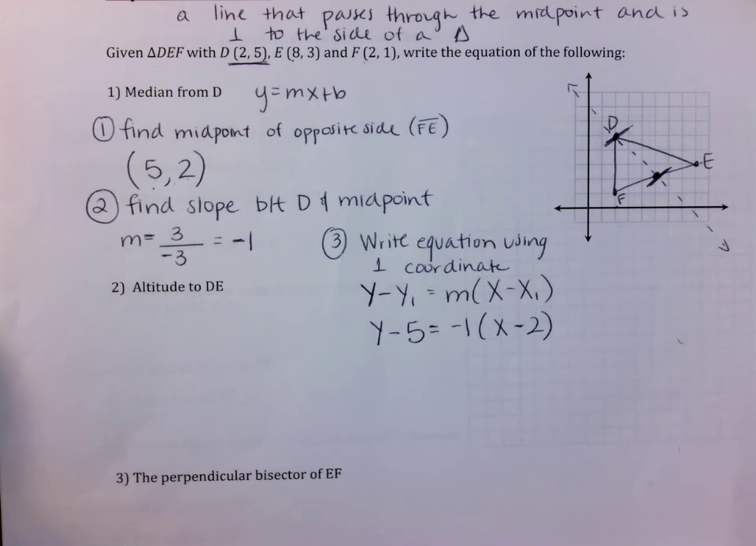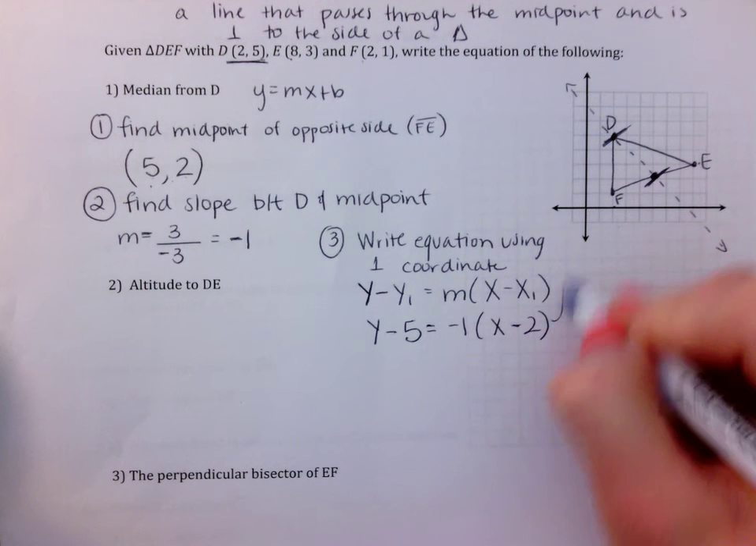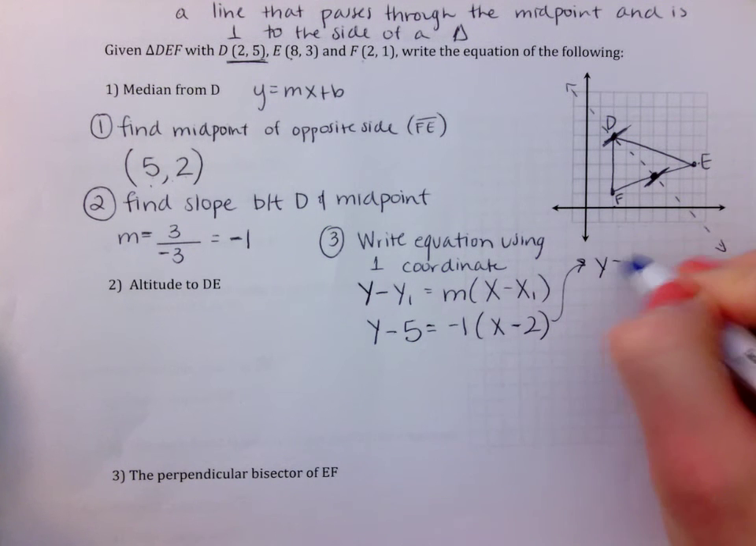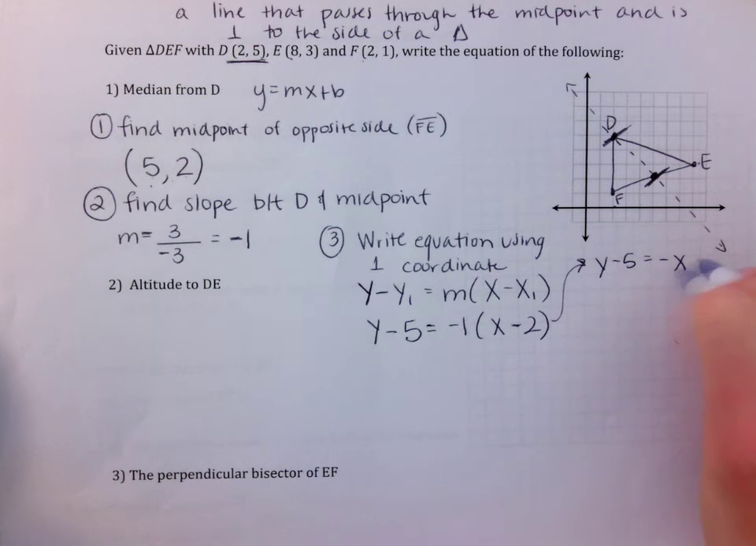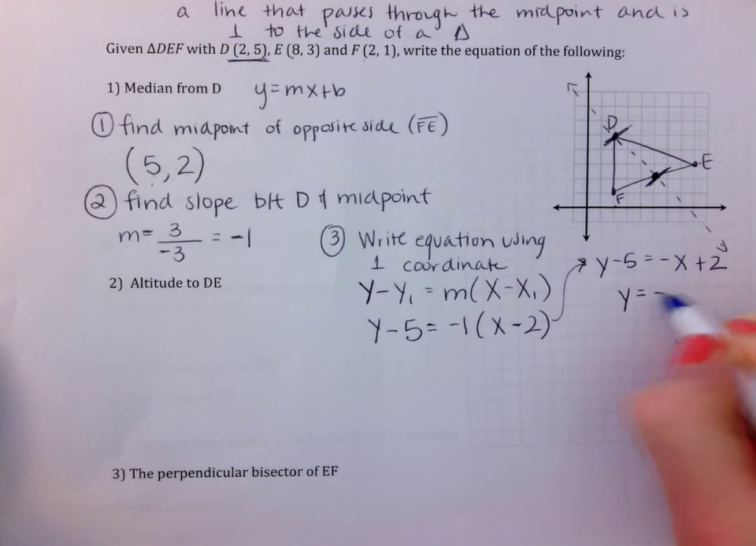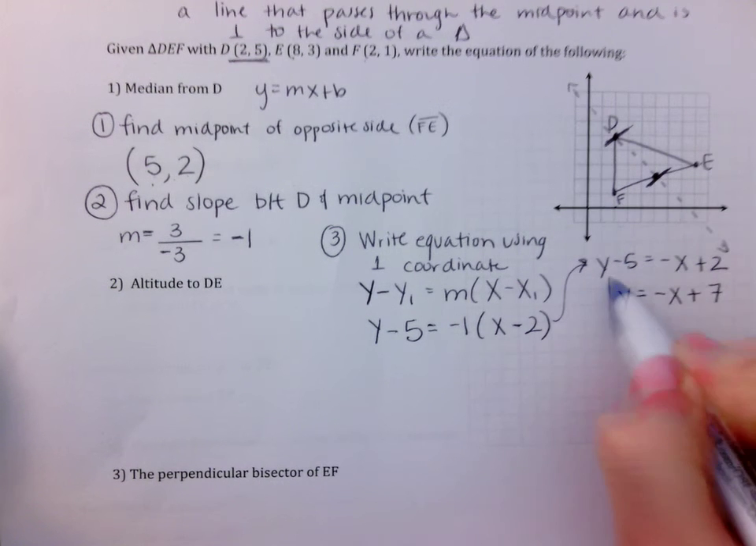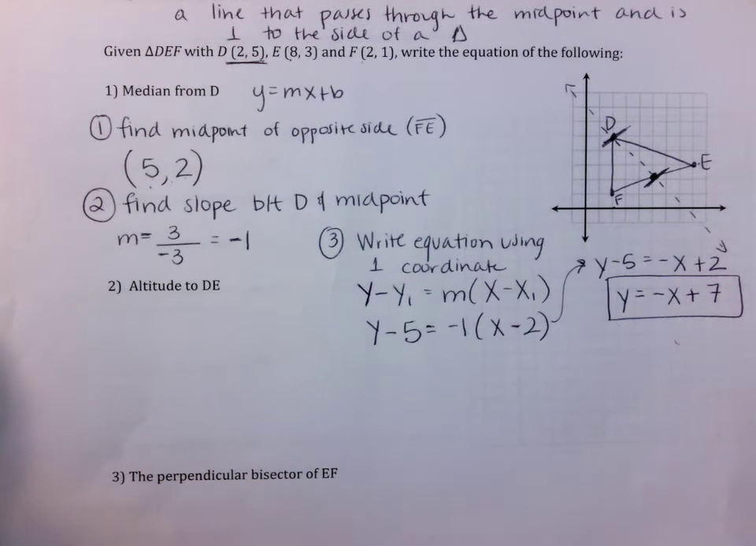And then I just need to convert that to y equals mx plus b form, so I'm going to distribute here. I get y minus 5 equals negative x plus 2, and then y equals negative x plus 7. If you want to check yourself, go back to your graph and you can check yourself. Does it look like I have a slope of negative 1? Well, yes it does.